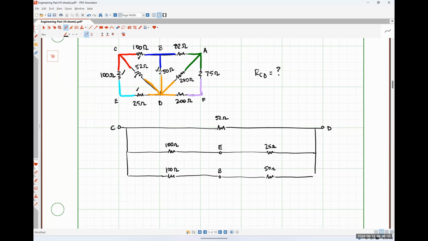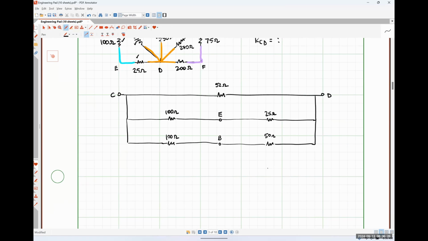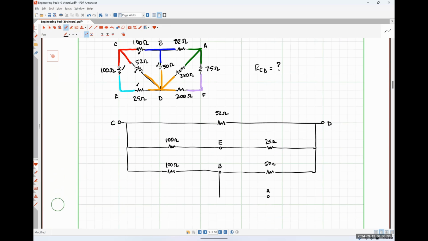But there are other paths that I can take to go from B to D as well, right? So I could go from B to D through node A. So we could put node A right here. From B to A is the 82 ohm resistor. And then from A to D directly is the 280 ohm resistor.